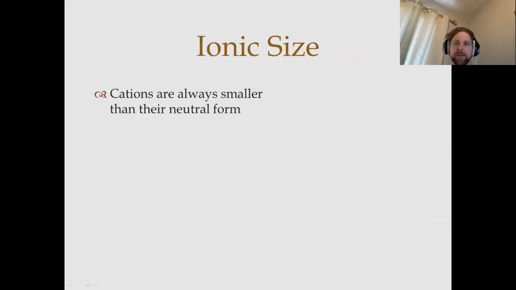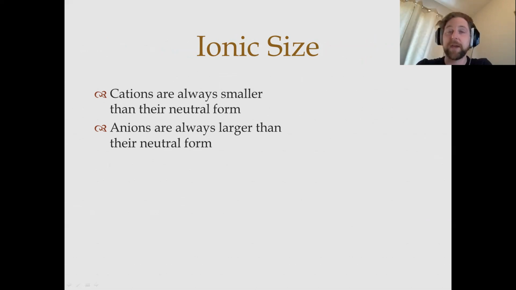Size, back to size. Ionization happens, an atom loses electrons. These are going to be the metals, generally group 1, group 2, group 3. These metals will always lose their valence electrons, and as a result, the size is going to decrease. Cations are going to get smaller, anions are going to be larger than their neutral state.